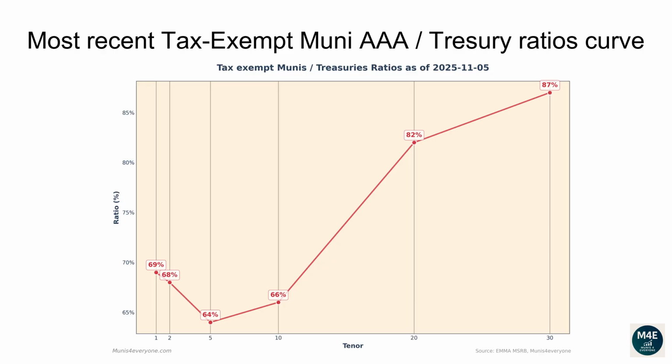The current one-year ratio is 69%. The 2 years ratio is 68%. The 5 years ratio is 64%. The 10 years ratio is 66%. The 20 years ratio is 82%. The 30 years ratio is 87%.